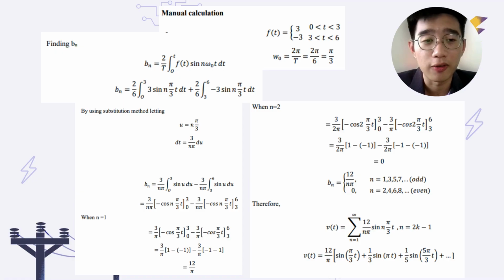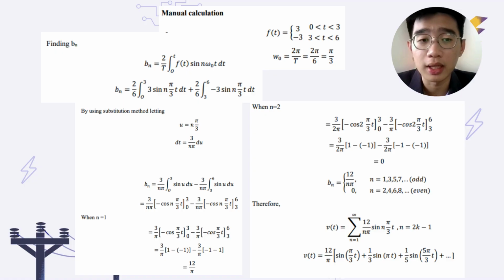First of all, we need to identify the amplitude. From 0 to 3 seconds, it is positive 3. From 3 to 6, it's negative 3. So this is the amplitude. Based on this, we can find omega naught. Omega naught is equal to 2 pi over T, which is equal to pi over 3.